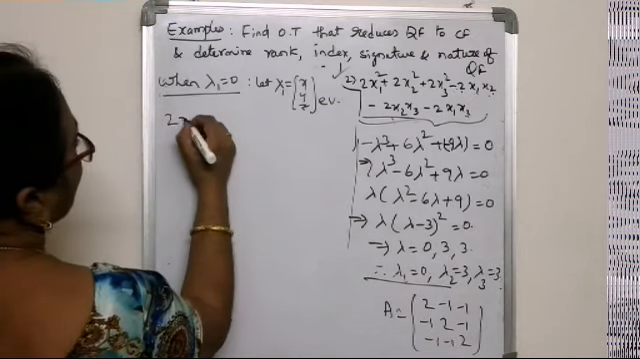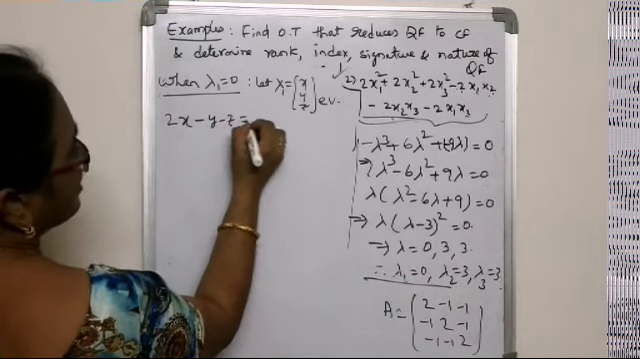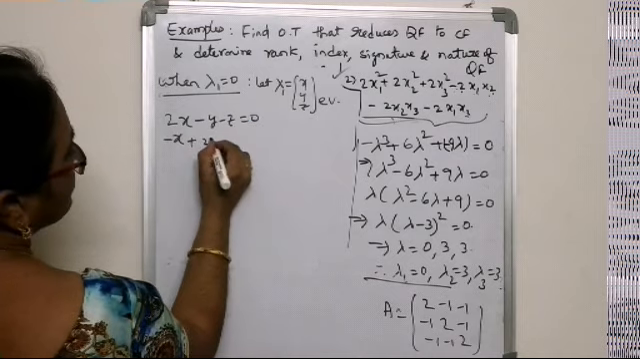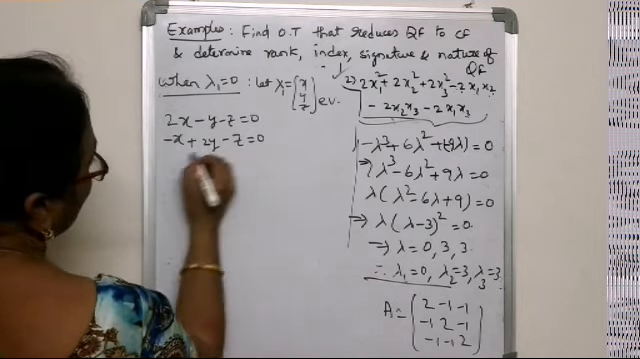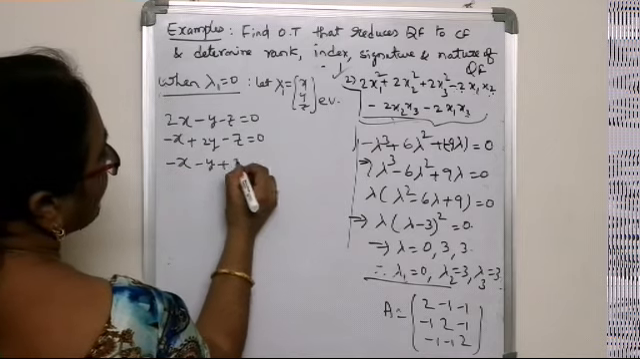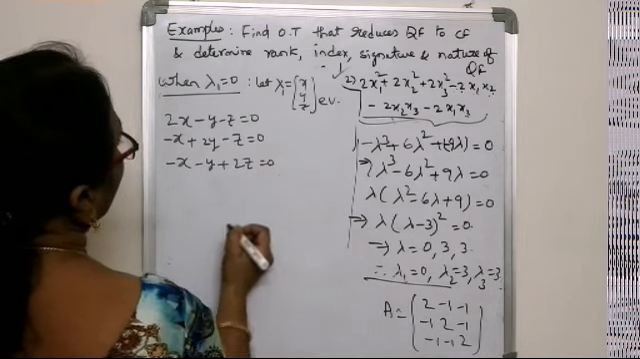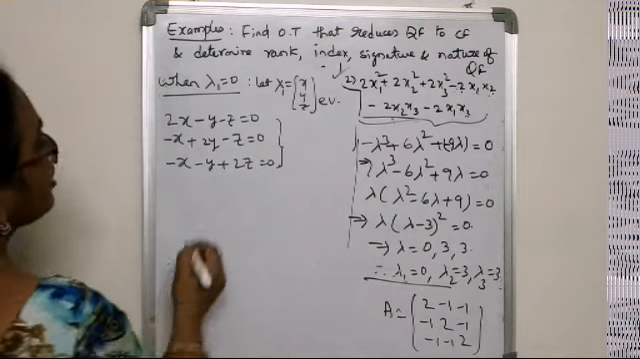We can write directly from each row. It is 2x minus y minus z equal to 0, minus x plus 2y minus z equal to 0, minus x minus y plus 2z equal to 0. All the equations are different.